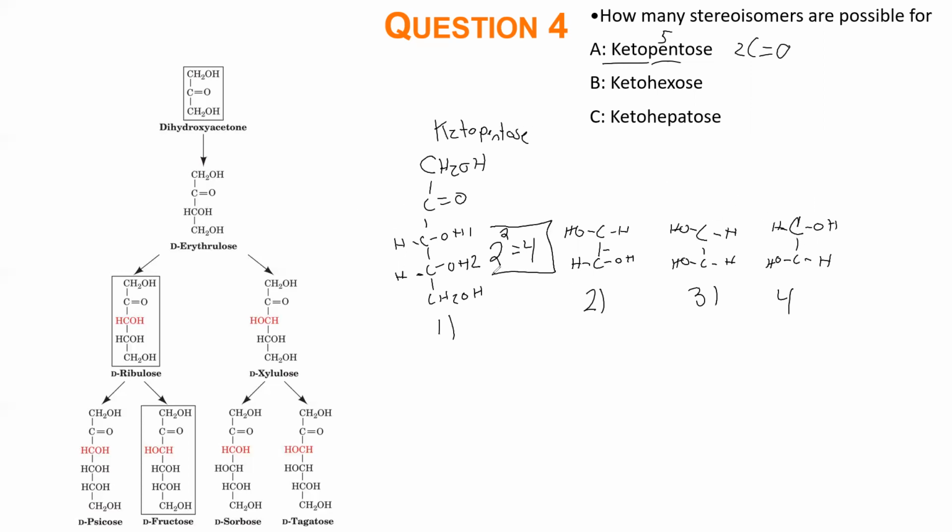Again, the math is relatively easy here: 2 to the power of chiral carbons. Just to make sure you understand that idea, take a minute or so and tell me, for ketohexoses, 6, or ketoheptoses, 7, how many stereoisomers are possible. See if you can figure that out, and I'll be back in a minute or two to discuss this. If you have questions, feel free to put them in chat.